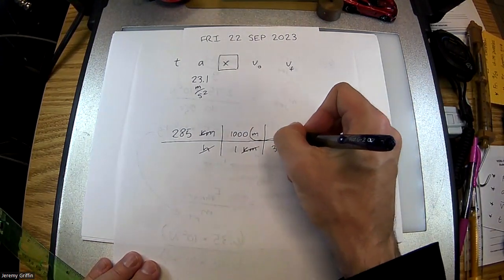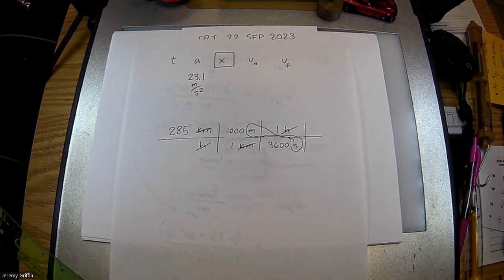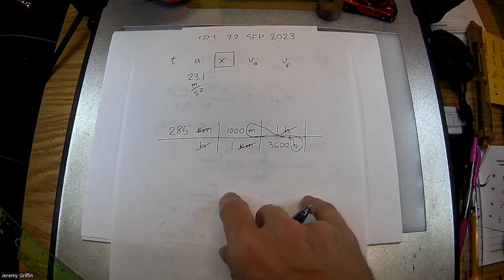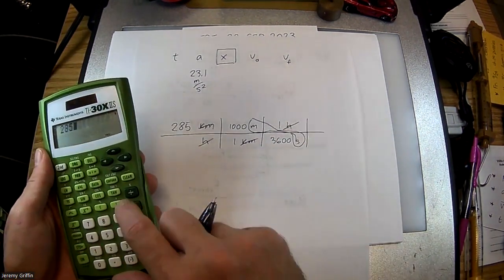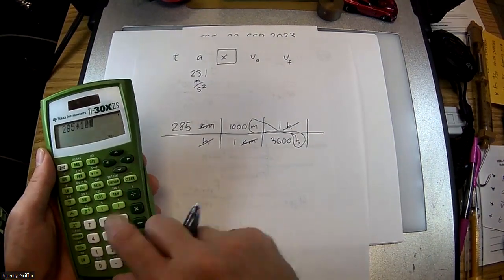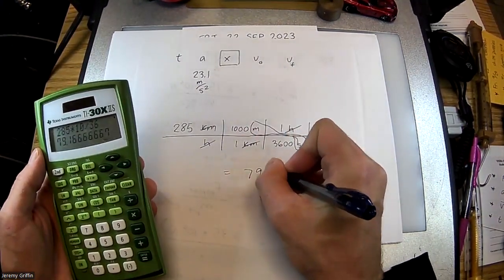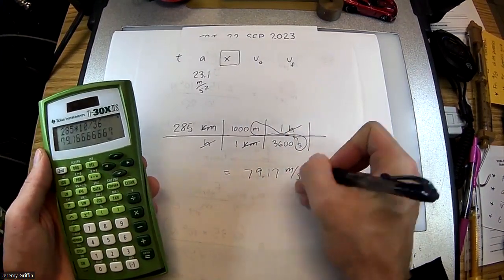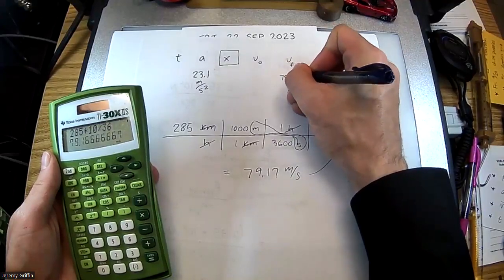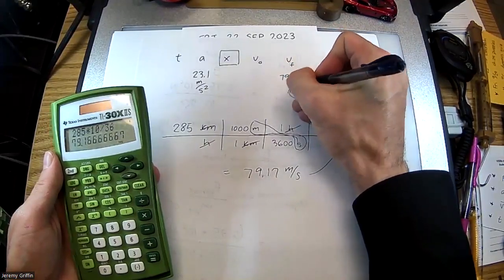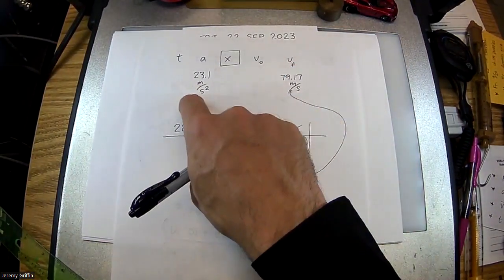Hey, look at that. Meters per second. You guys see meters per second? Of course, we want the speed to be in meters per second so that we can just apply those kinematic equations. So 285 times 10 over 36 works out to 79.17 meters per second. That's this number right here, 79.17 meters per second.